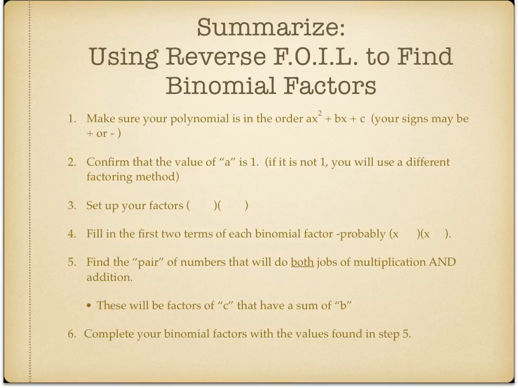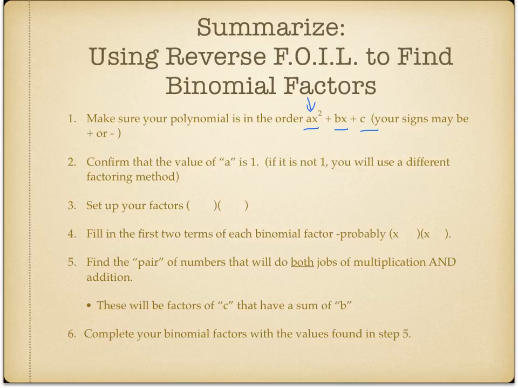So let's summarize. To use reverse FOIL to find binomial factors, make sure your polynomial is in the correct order, in that your x squared term is first, your x term is second, and your non-variable term is third. Your signs may be plus or minus in between. Confirm that the value of your a term, in other words, your first term right here, is 1. If it's not 1, you're going to use a different factoring method.